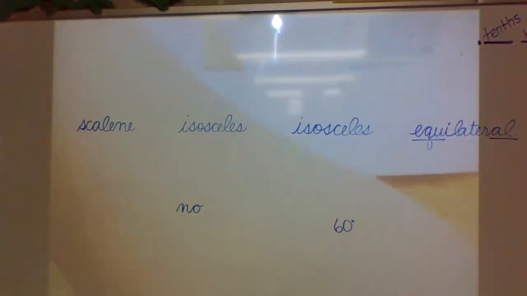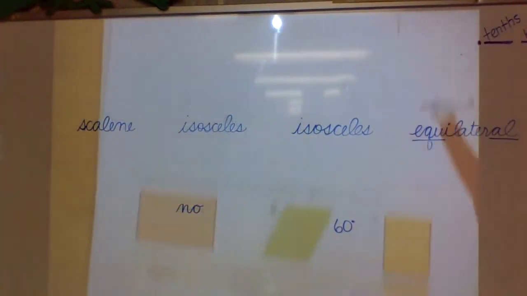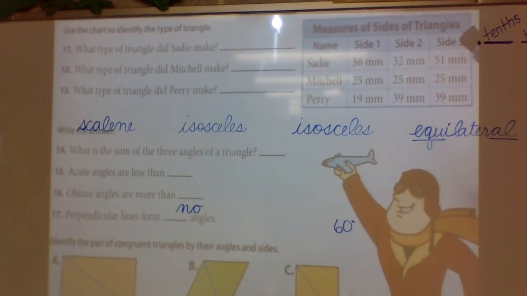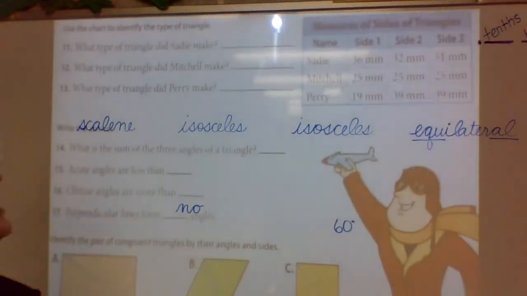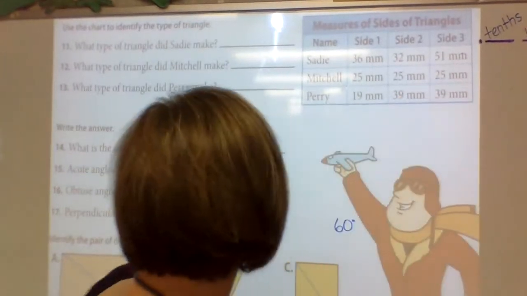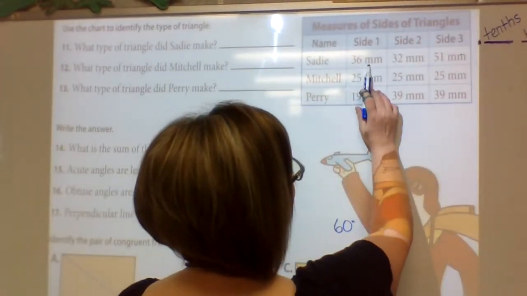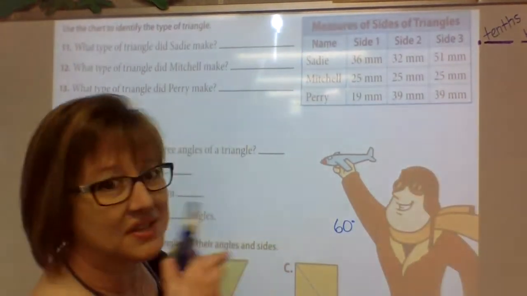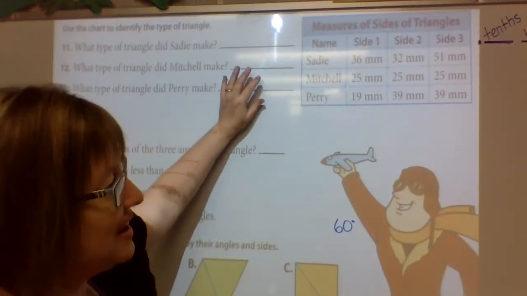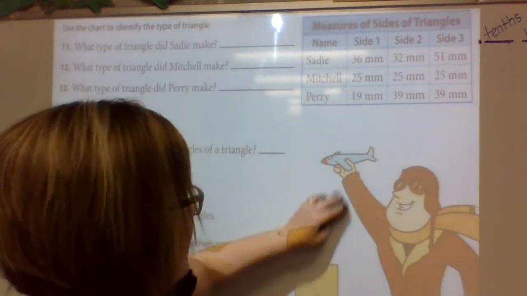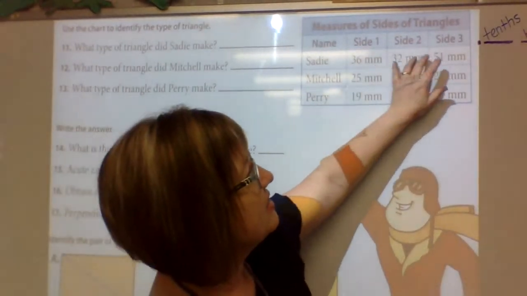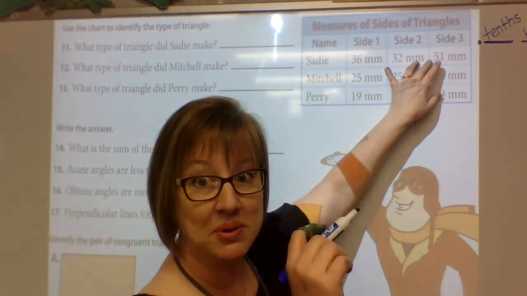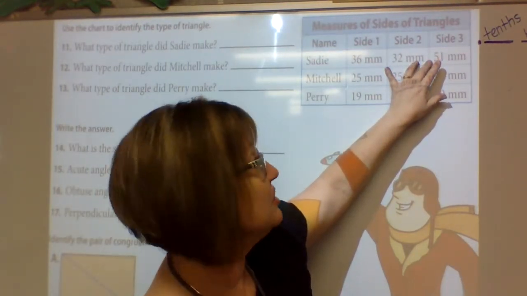Okay, then on the back, it says to use the chart to identify the type of triangle. It says, what type of triangle did Sadie make? Okay, Sadie made one that is 36, 32, and 51. I'm not going to give you the answer to these. You guys are going to do this. Otherwise, you have not hardly anything to do on this paper. So if you don't remember which kind of triangle has all three different sides, flip the paper over and look at the page, the description.